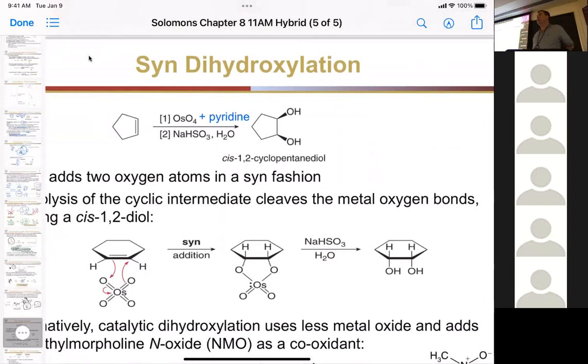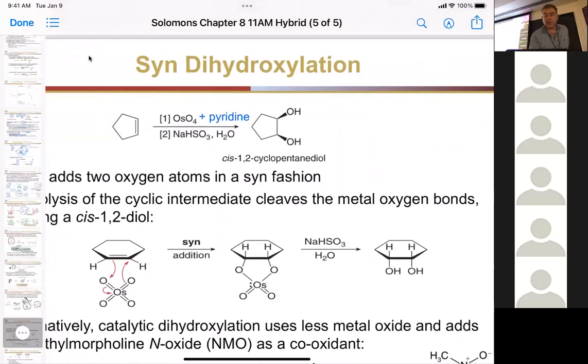So how do we get a diol? Well, we can get a diol by oxidizing that alkene and giving us oxygen on both sides. Okay. Now, I'm going to tell you right now, it's going to give us syn addition. And when you see the intermediate, you'll know why.